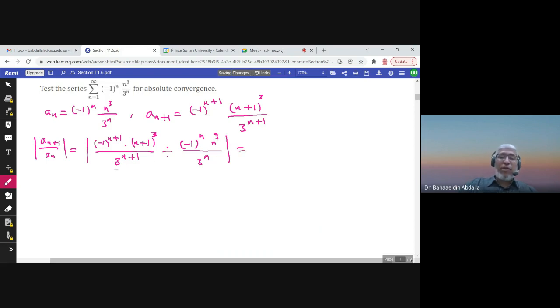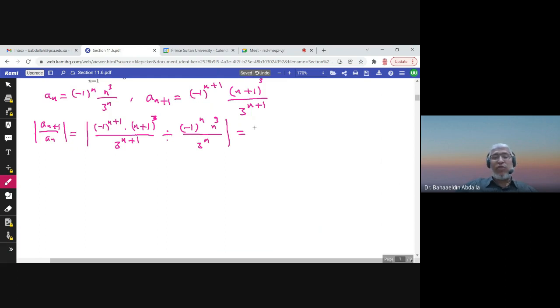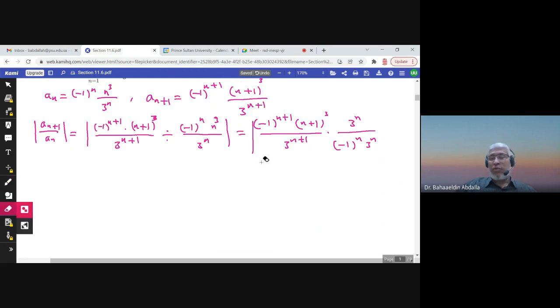And now the division changes to multiplication. So I have negative 1 to the power n plus 1, n plus 1 to the power 3 over 3 to the power n plus 1, times. And from now on, I will not write the division. I will always write multiplication by the reciprocal of a_n. So this is the reciprocal of a_n, 3 to the power n over n to the power 3.